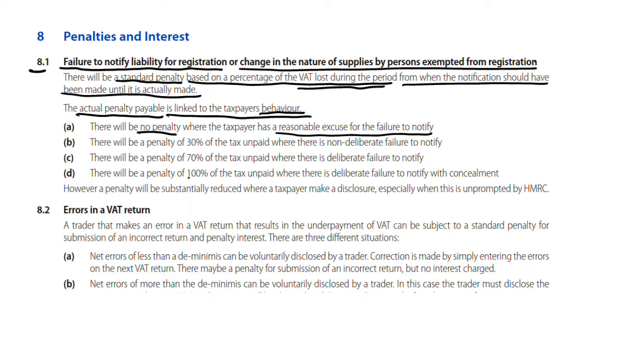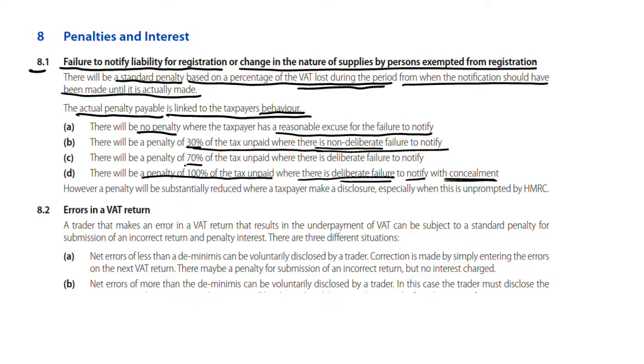All the way through to a penalty of 100% of the tax unpaid where there is deliberate failure to notify with concealment. Deliberate failure to notify, and with concealment you've tried to cover it up. In between we have got 30% and 70% of the tax unpaid as penalties. The 30% penalty arises where it's a non-deliberate failure to notify. It is a failure, again you don't have a reasonable excuse, but it wasn't deliberate. So there, 30% of the tax unpaid.